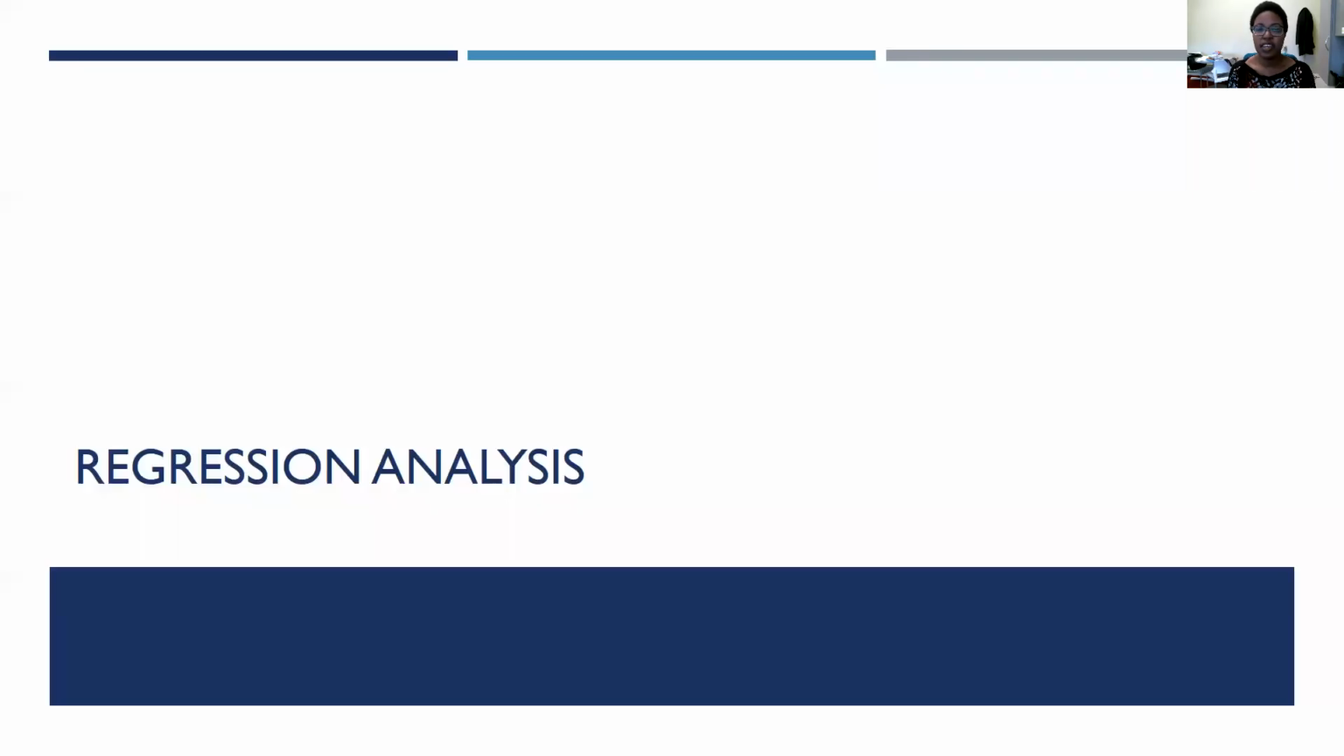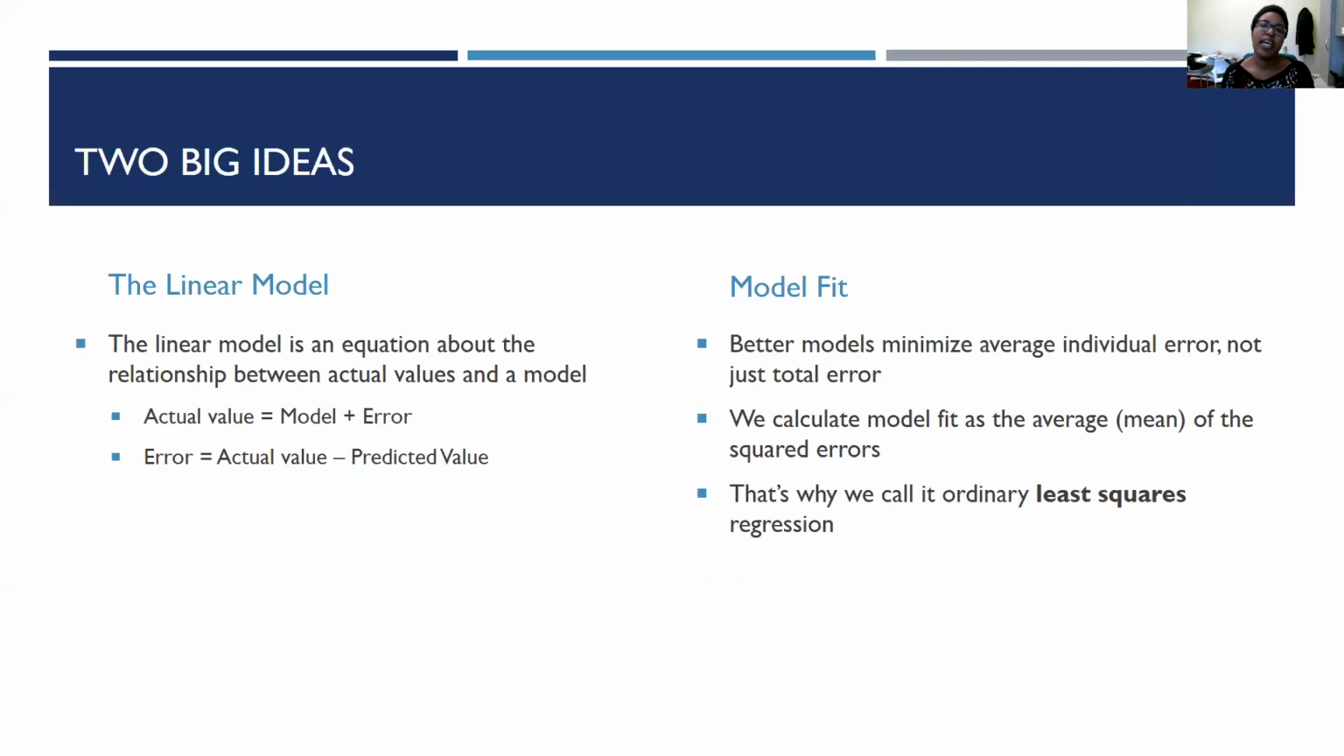So in this lecture, we're going to talk about regression analysis and some of everything you've learned in the last couple of weeks. So remember our two big ideas about the linear model. First, the linear model is an equation about the relationship between the actual values and the model, right? And so we have our equation, actual value equals the model plus some error. And from that, we can calculate the error as the actual value minus the predicted value.